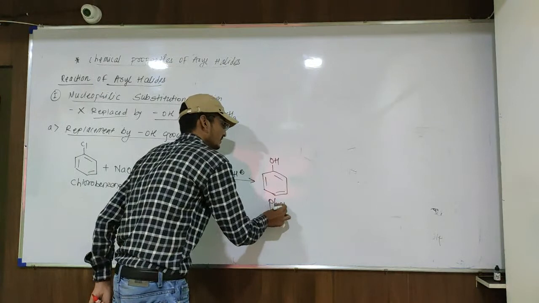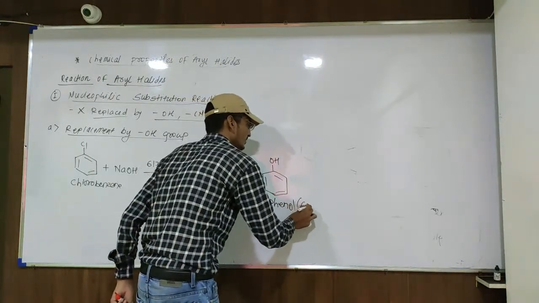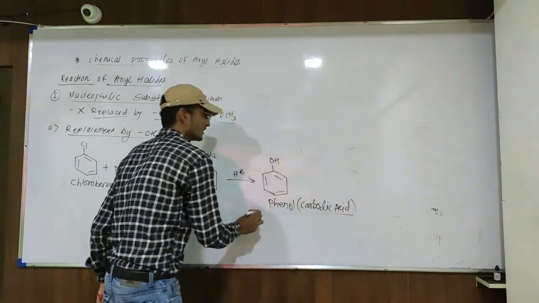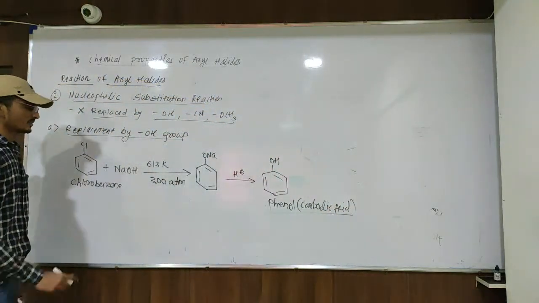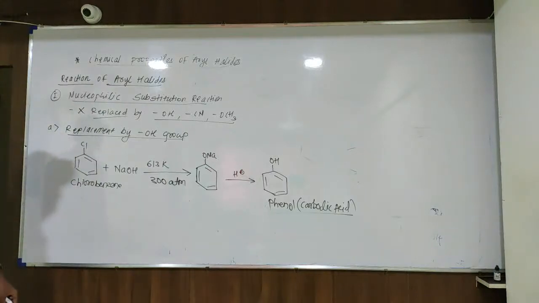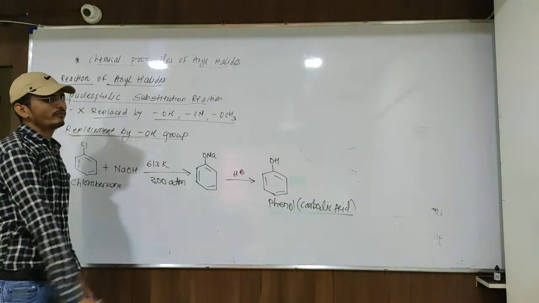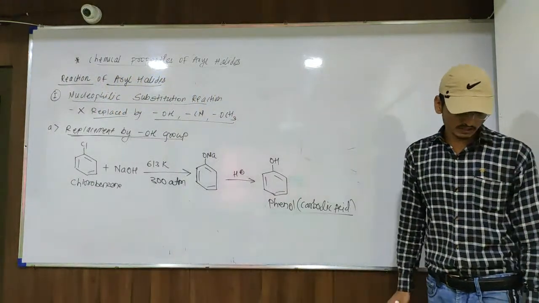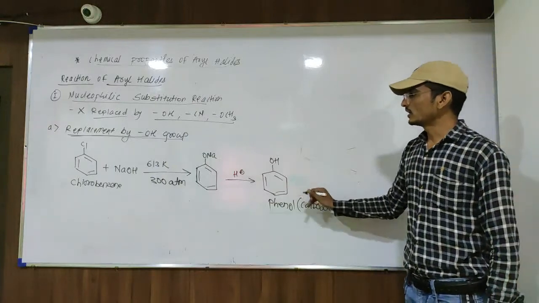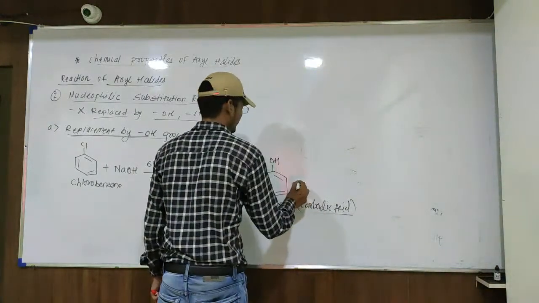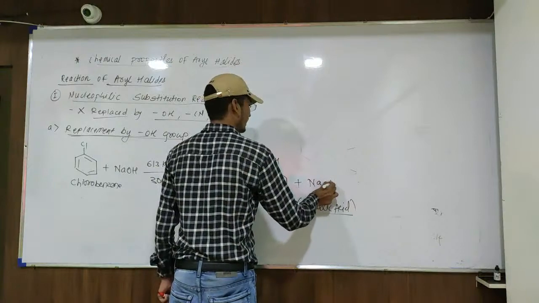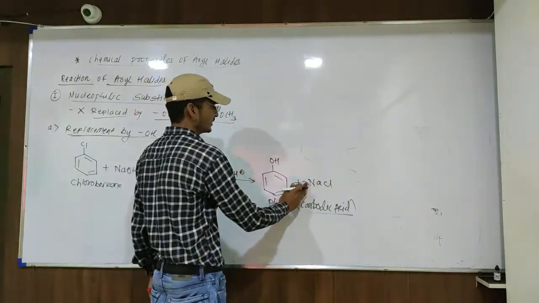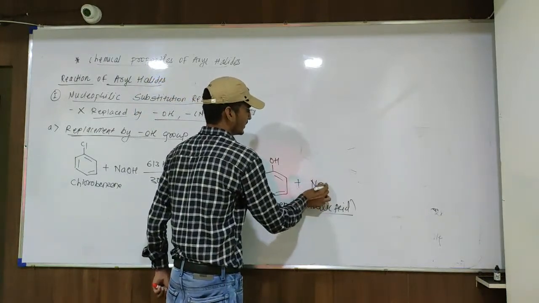So phenol is nothing but the aromatic compound, sometimes it is called carbolic acid. Okay, so what is the another name of phenol? Carbolic acid. So phenol is obtained from chlorobenzene by just nucleophilic substitution reaction, that is the chlorine is replaced by OH, so you will get the phenol. And what is the byproduct here? The byproduct is nothing but the NaCl. So that is your reaction.